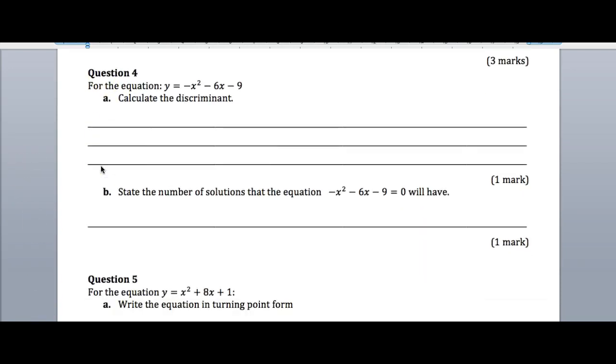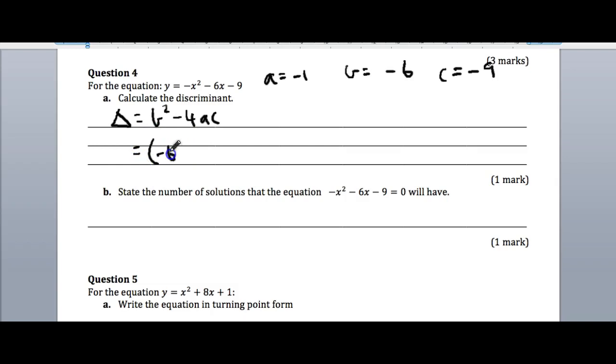All right, moving on to question 4. For the equation y equals negative x squared minus 6x minus 9, calculate the discriminant. This was on your formula sheet as well, but it won't be for your exam in 2017. It's b squared minus 4ac. So again, identifying a, b, and c: a is negative 1, b is negative 6, and c equals negative 9.